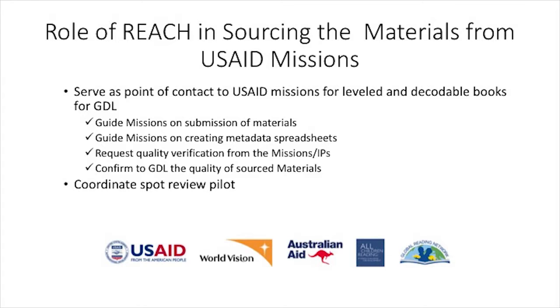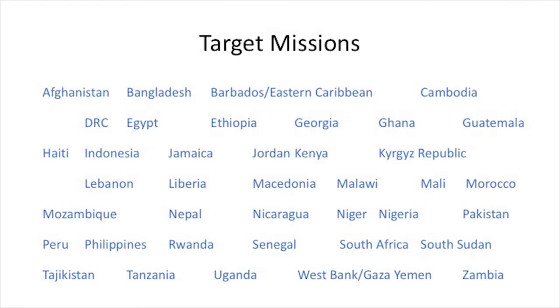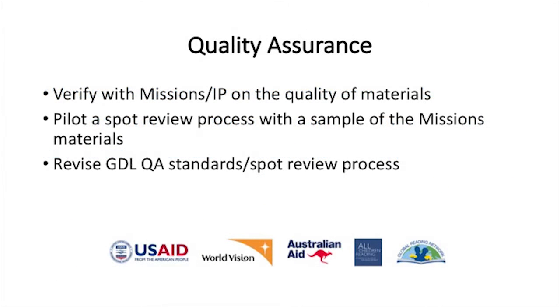In addition, REACH will coordinate a pilot spot review process with a sample of missions' books. As you can see on the screen, we are targeting books from 41 missions, including missions from Asia, Sub-Saharan Africa, Northern Africa, and the Middle East. And with these 41 missions, we are targeting materials in over 100 local languages. We are assuming that missions' materials are of high quality.